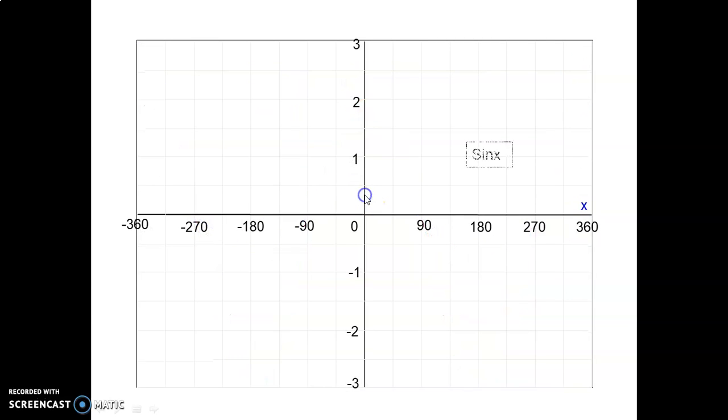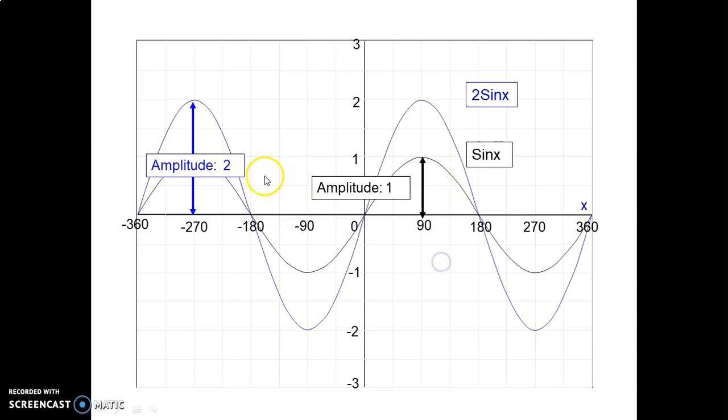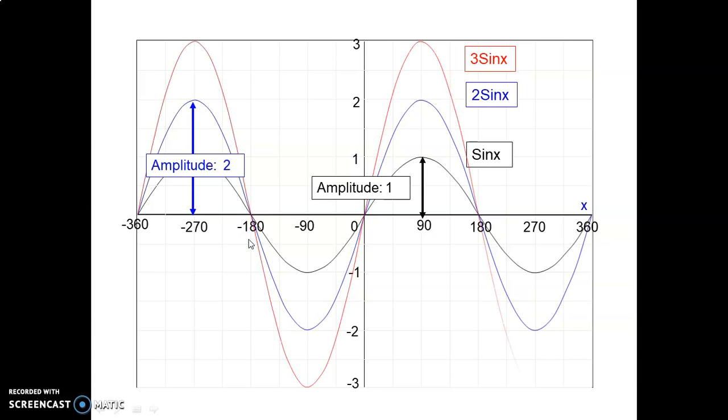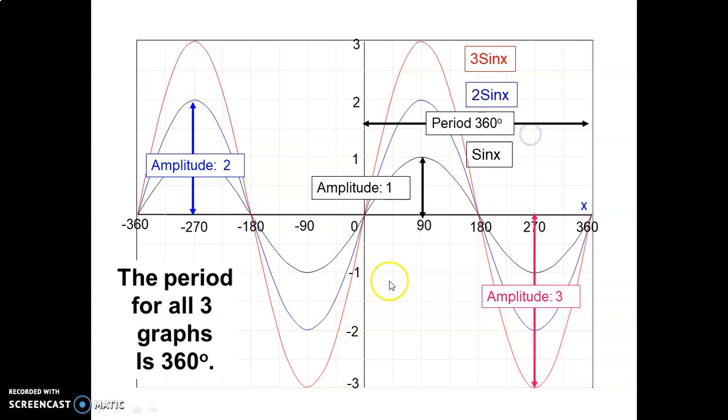Great. So with that, we can do a couple more things on here to recap the amplitude and so on. Here's the amplitude of your original sine graph. Then you do 2 sine x. Now the amplitude is 2. Then you do 3 sine x. Now the amplitude is 3. And the period remains 360 for all of those because, again, these multipliers affect the y values. It's a vertical stretch, not a horizontal stretch. So the period remains 360 for everyone.